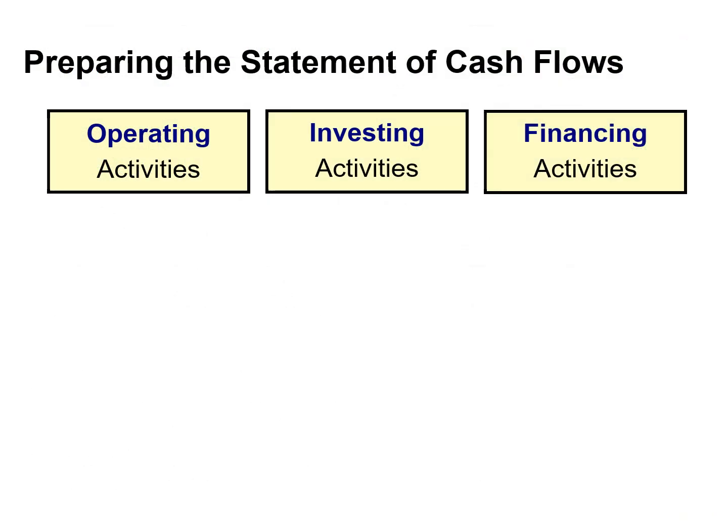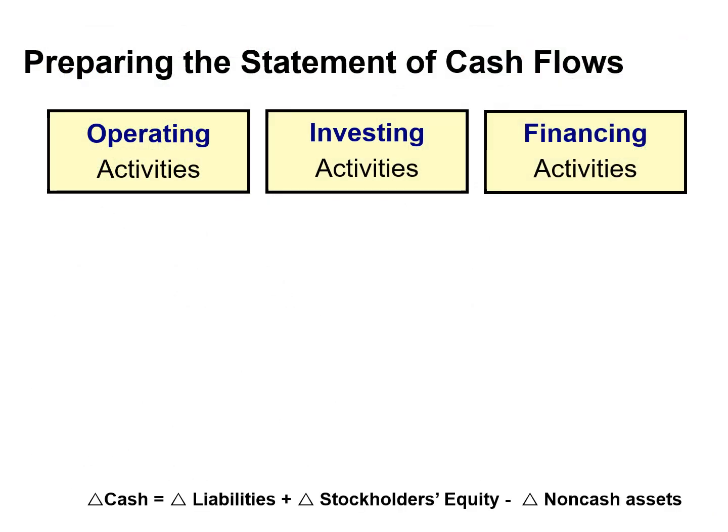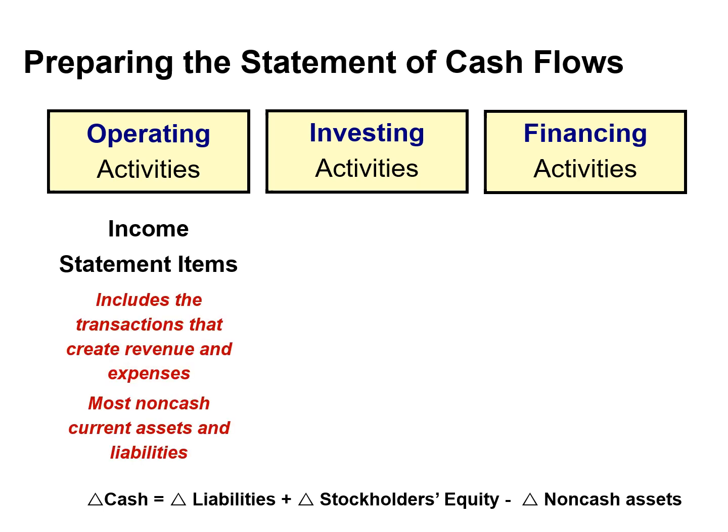Okay, so we know that any transaction that changes cash must be accompanied by a change in liabilities, stockholders' equity, or non-cash assets. So we can follow the general guidelines when we prepare the statement of cash flows. Operating activities will involve income statement items such as net income and depreciation, but we're also going to look at the change that occurs in non-cash current assets and current liabilities, such as accounts receivable and accounts payable.